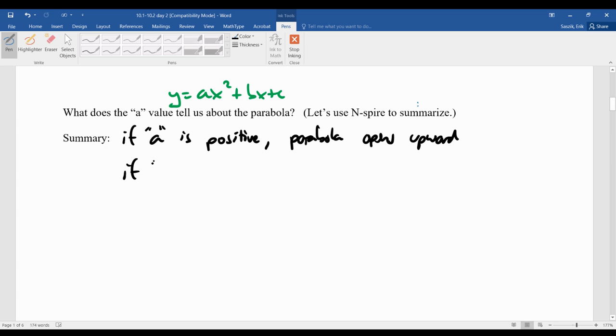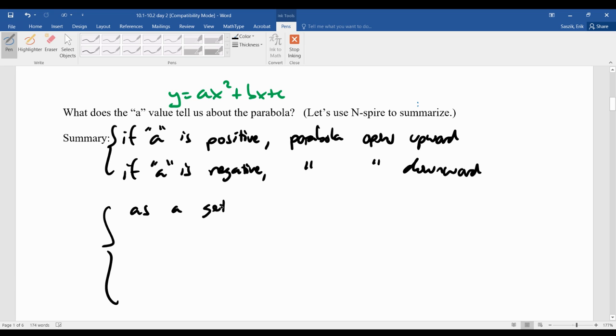Okay, if a is negative, the parabola opens downward. Okay, now there's some more we're going to do with that.